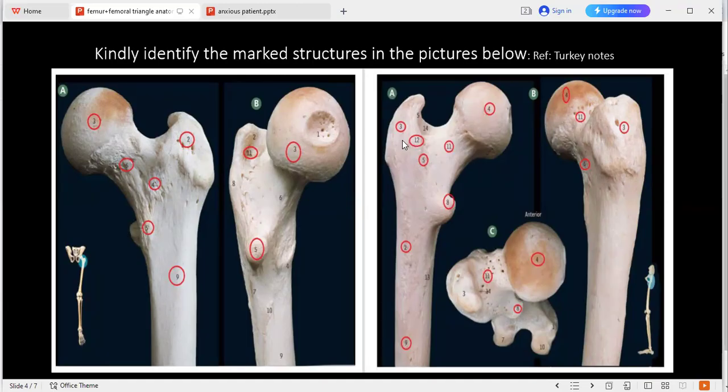Okay. Right. Can you tell me what are the factors which strengthen the hip joint? Okay, so the deep acetabular cavity, muscles, ligaments, capsule, and the angle of the neck of the femur. Very good.